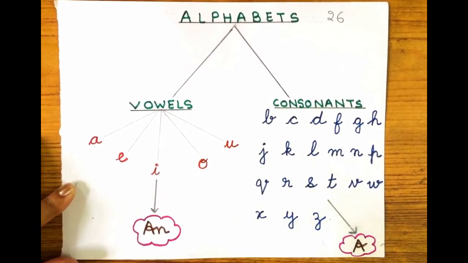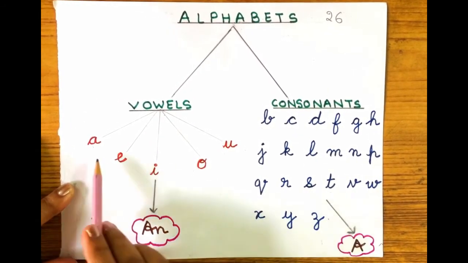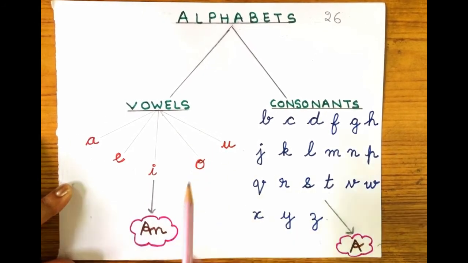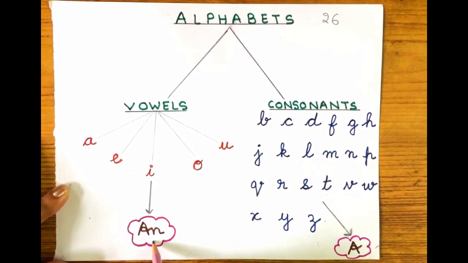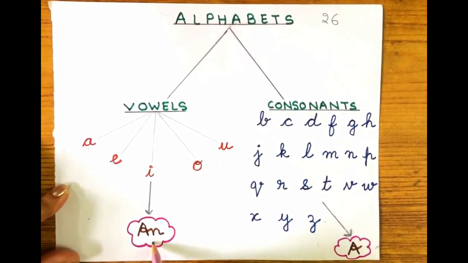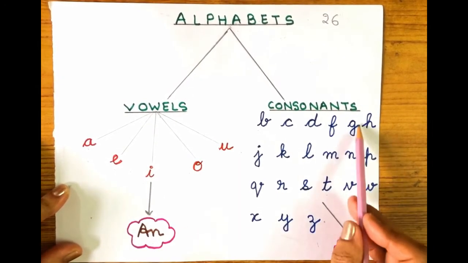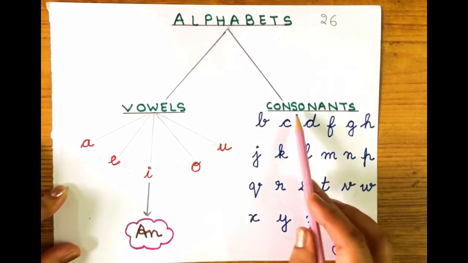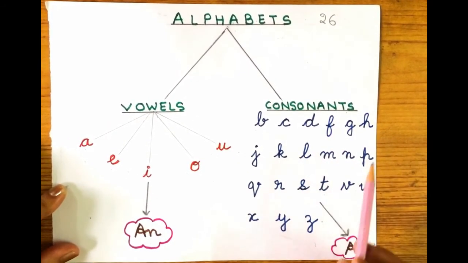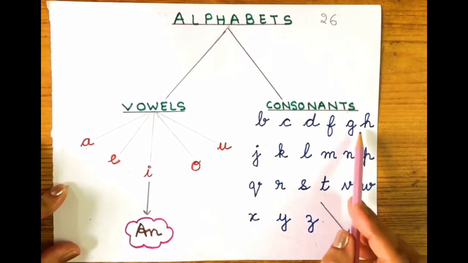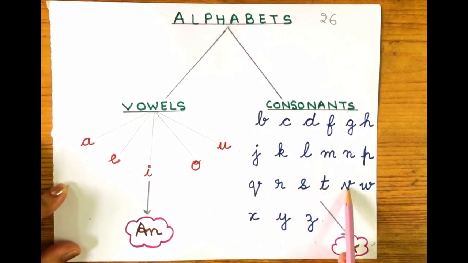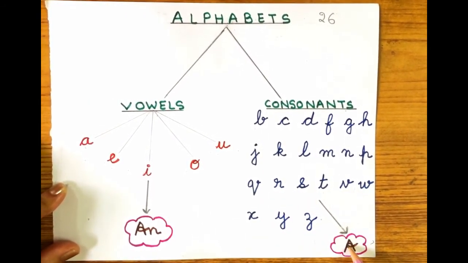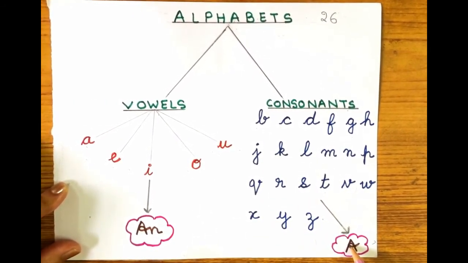And if any word starts with any of these vowels, we use an before that word. And all the remaining alphabets except these 5 vowels are consonants. And if a word starts with any of these consonants, we use a before that word.